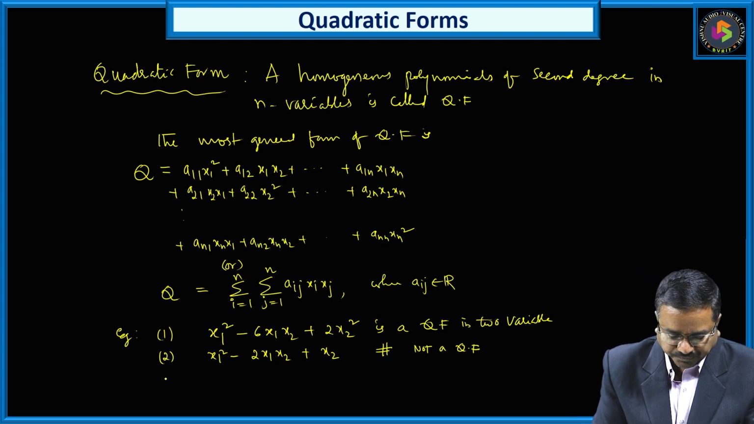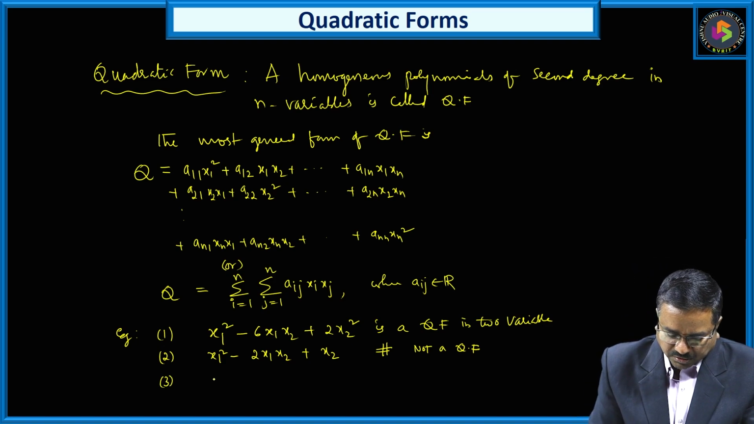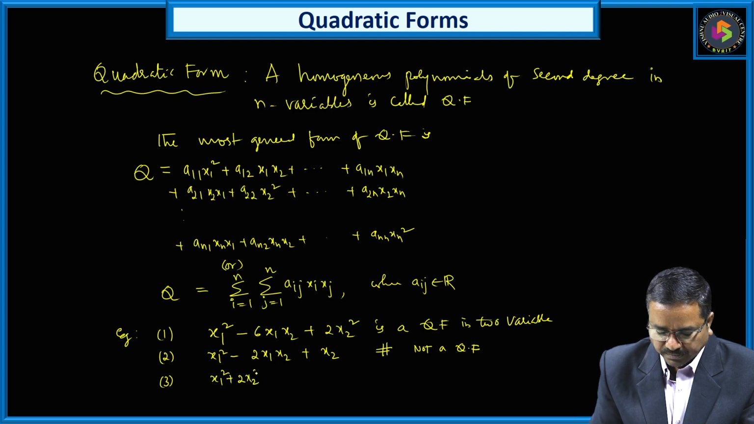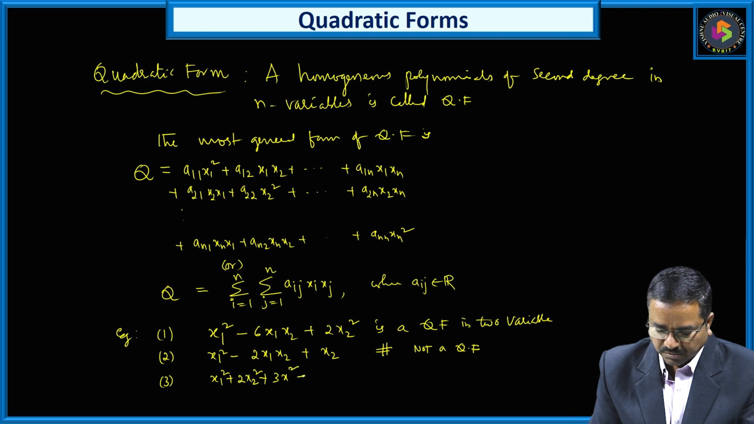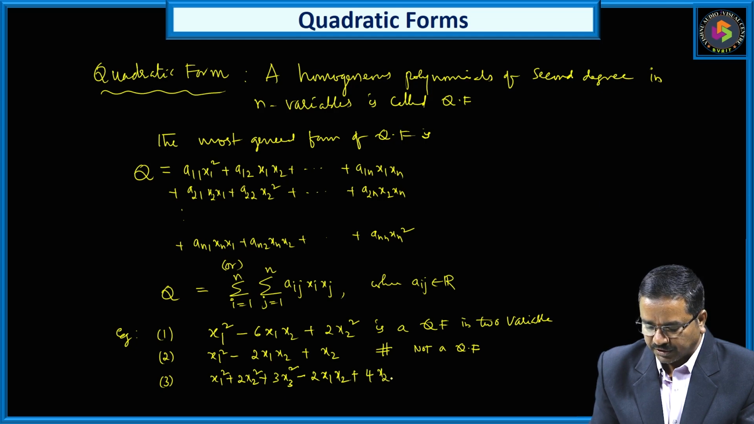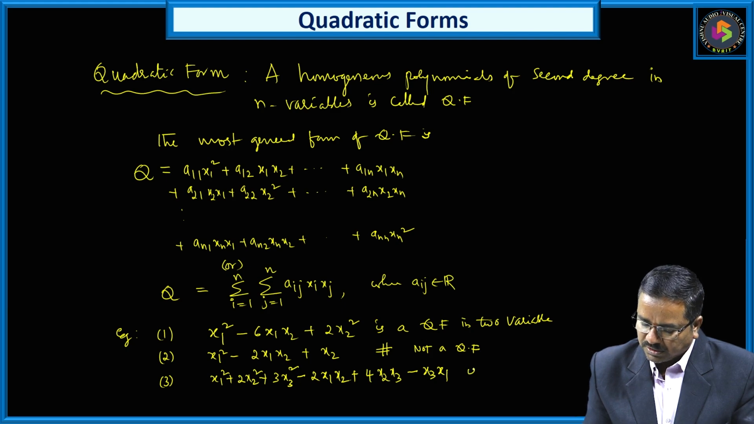Let us give one more example, a quadratic form in 3 variables: x1 square plus 2 x2 square plus 3 x3 square minus 2 x1 x2 plus 4 x2 x3 minus x3 x1. Now it is a quadratic form.